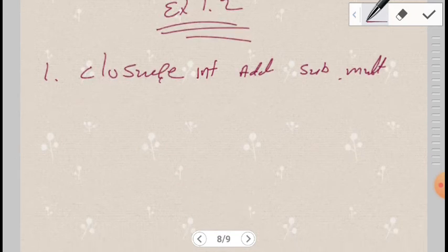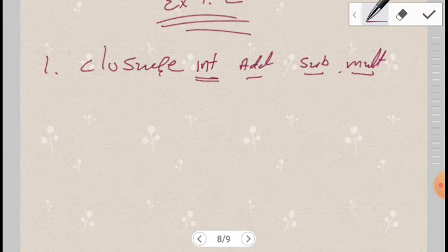So here the first property is the closure property for integer numbers. We will try to apply that closure property for addition, subtraction and multiplication. So let's discuss what the closure property is.